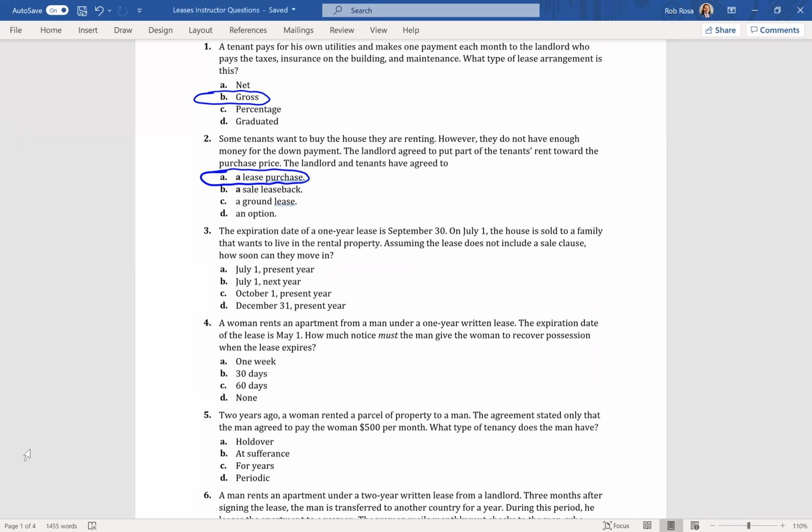Number 3, the expiration date of a 1-year lease is September 30th. On July 1st, the house is sold to a family that wants to live in the rental property. Assuming the lease clause, how soon can they move in?